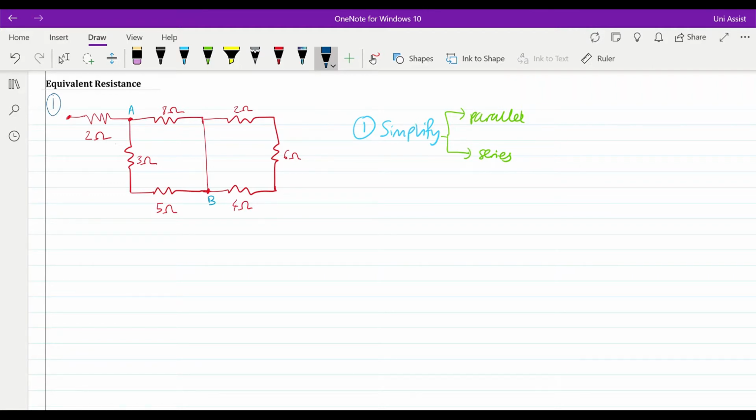Starting on the right hand side, we've got 2 ohms connected directly to the 6 ohm, which is connected directly to the 4 ohm. So straight away, I know that these 3 resistors are in series. Another obvious one I can see are these 2 resistors. They're connected right adjacent to each other, so therefore they're also in series. So just with these 2 pieces of information, we can begin to simplify our circuit.